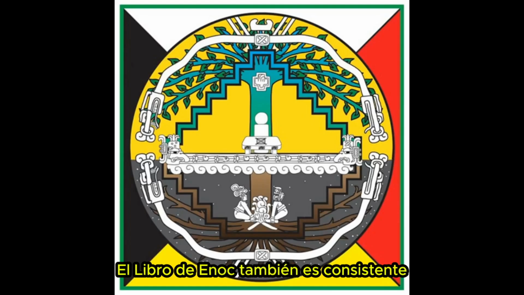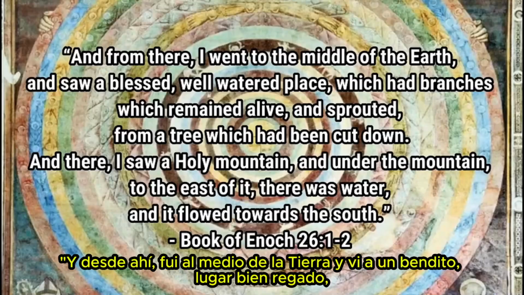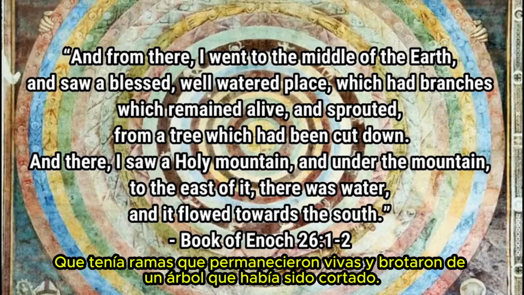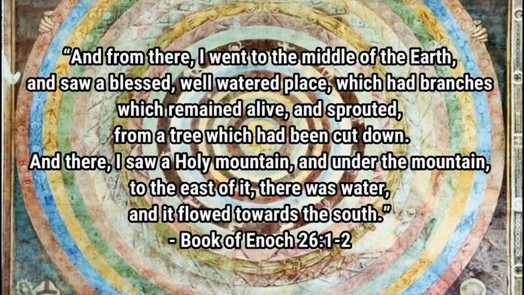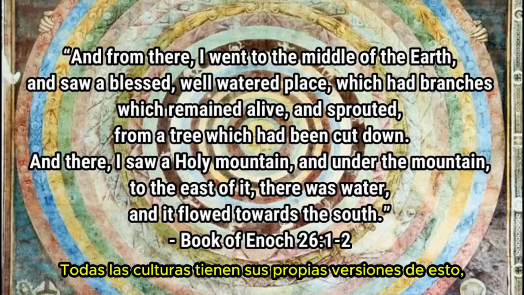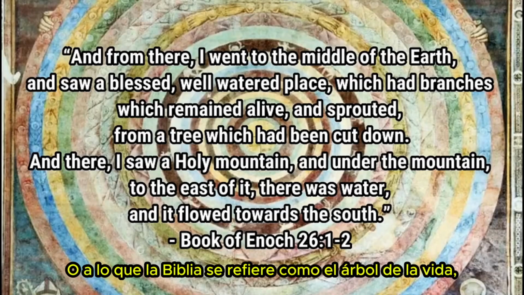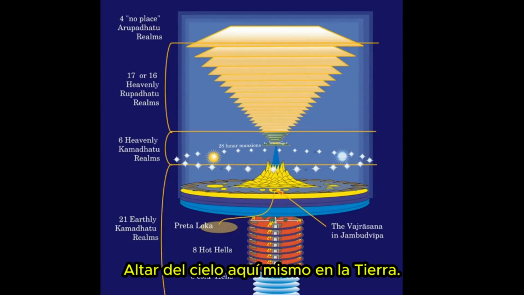The book of Enoch is also consistent. And from there, I went to the middle of the earth and saw a blessed, well-watered place, which had branches which remained alive and sprouted from a tree which had been cut down. And there I saw a holy mountain, and under the mountain, to the east of it, there was water, and it flowed towards the south. All cultures have their own versions of this central axis, Mount Meru, or what the Bible refers to as the tree of life. Heaven's altar right here on earth.